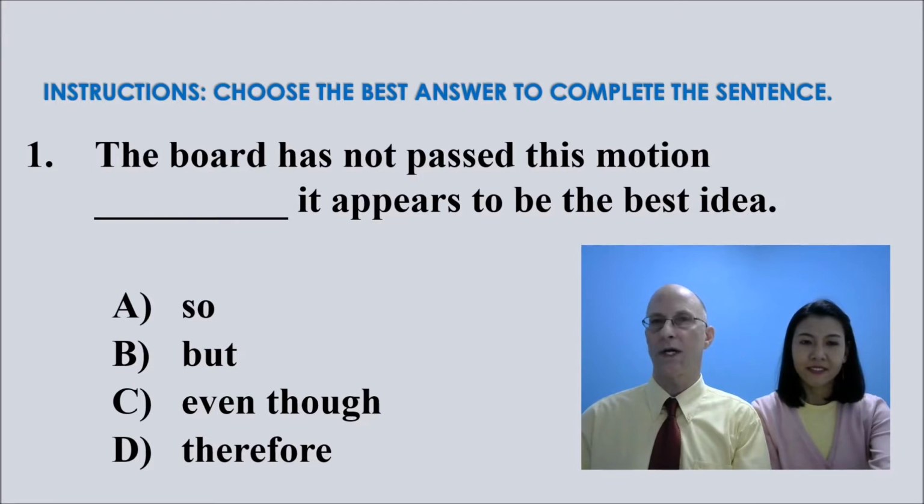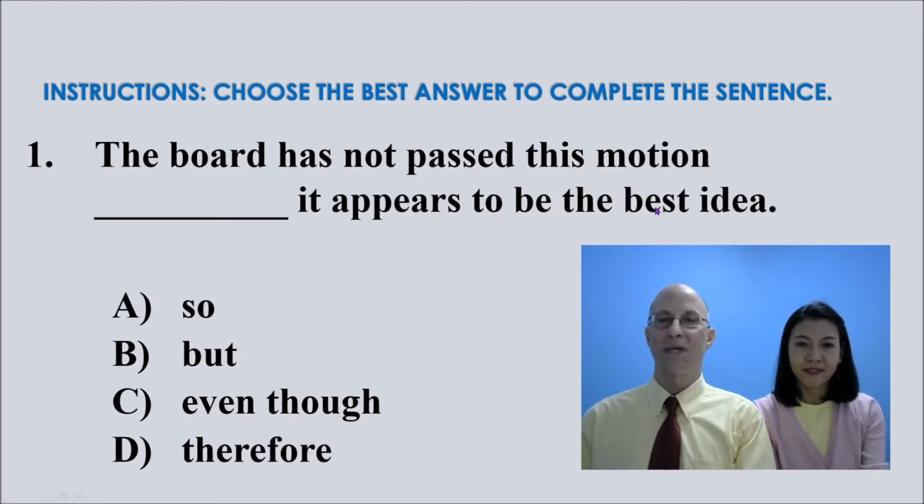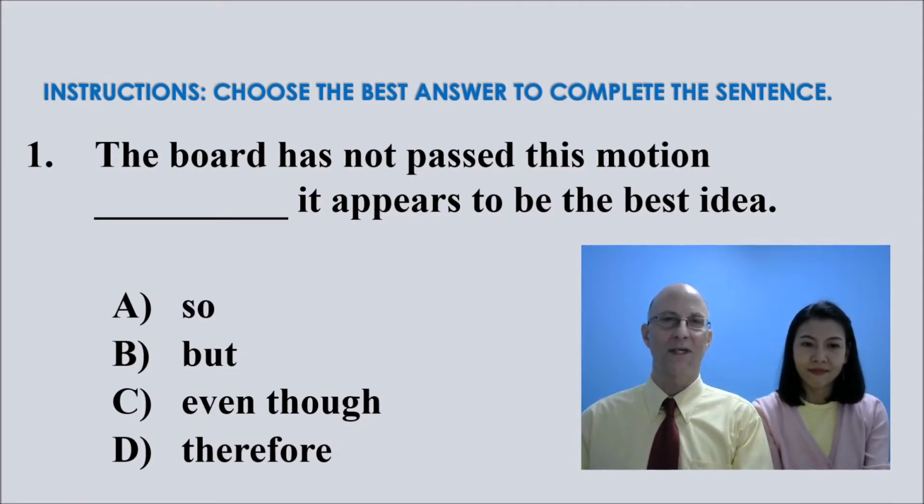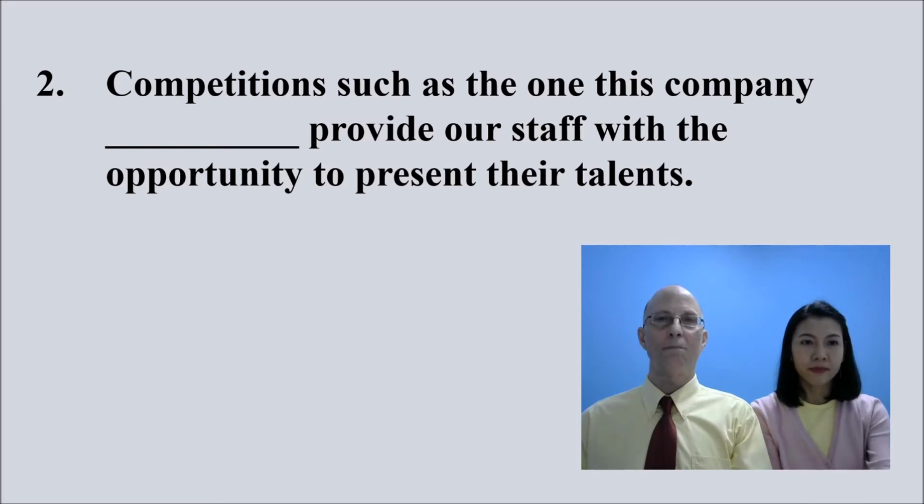But is a coordinating conjunction and requires a comma before it. Even though is a subordinating conjunction and does not require a comma. Because there is no comma, C is our only answer. So let's try it out. The board has not passed this motion, even though it appears to be the best idea. C, even though.